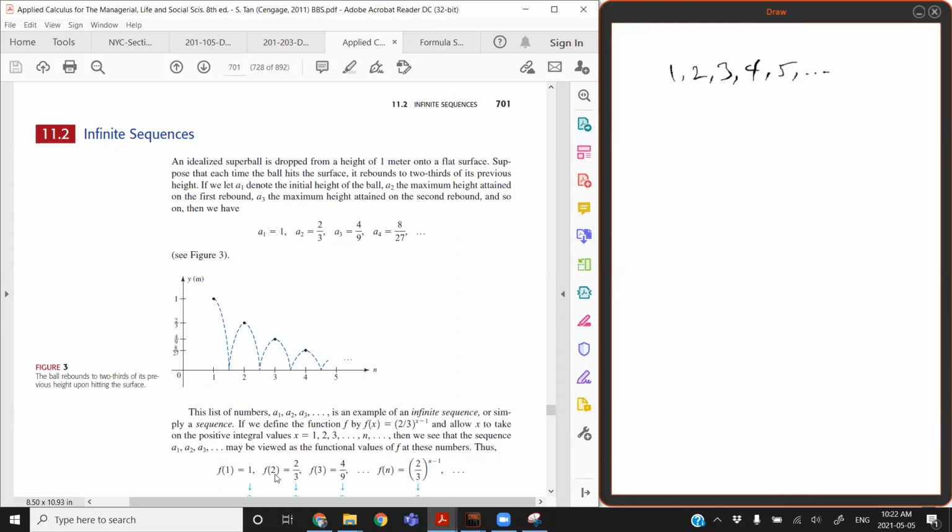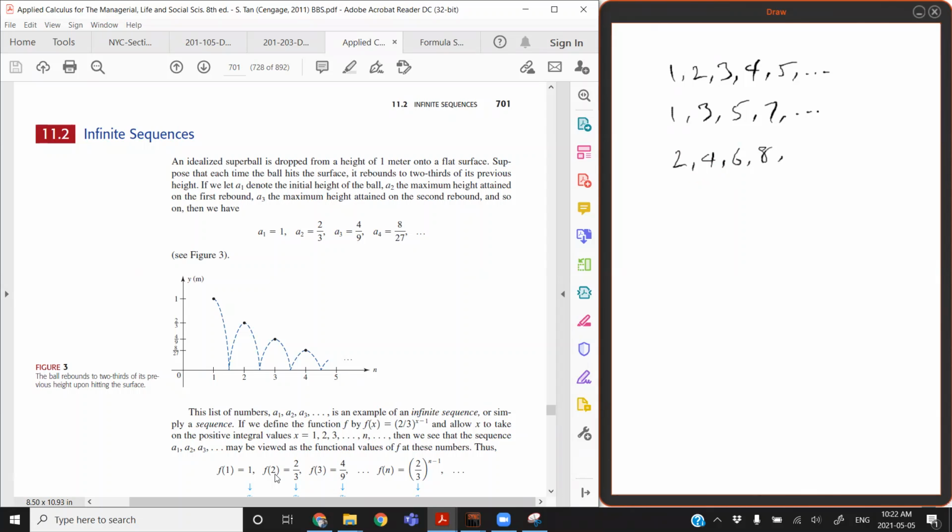Another example of an infinite sequence is, let's say, the list of all the odd numbers. So 1, 3, 5, 7. That's an infinite sequence. You can think of all the multiples of 2. All the multiples of 2 are going to be 2, 4, 6, 8. That's also all the even numbers.